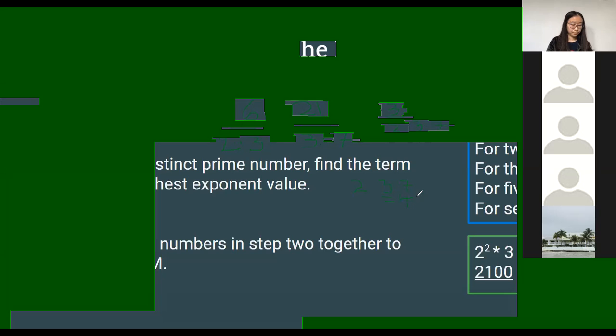and we get 42. But let's say I change the 7 to a 7 squared. Can anybody tell me what would happen then if I change the 7 to a 7 squared?